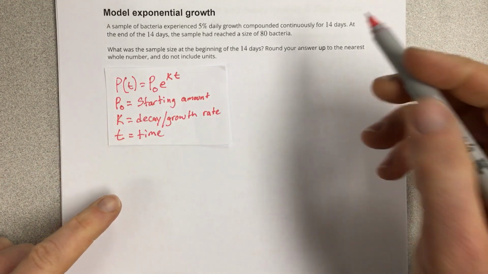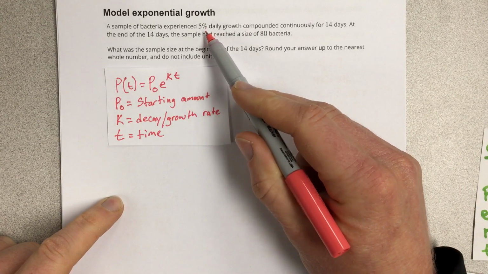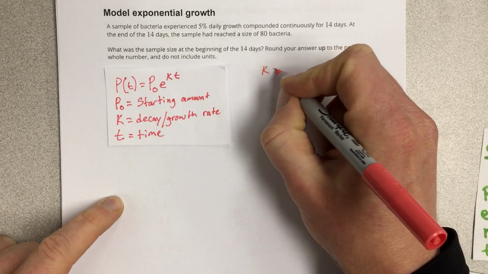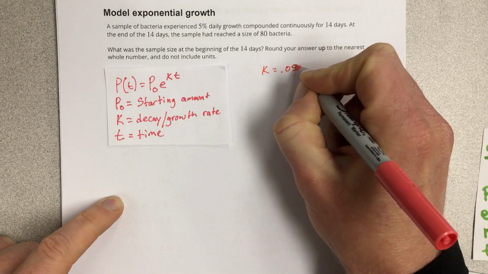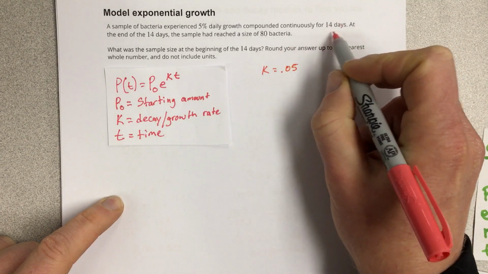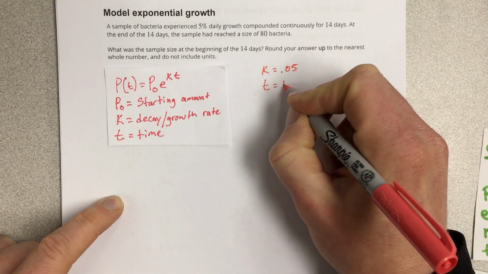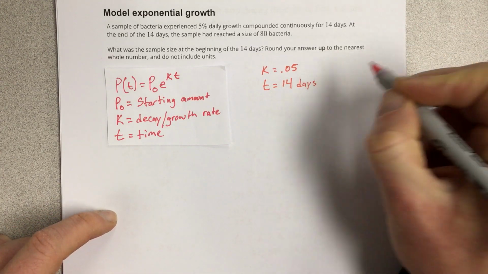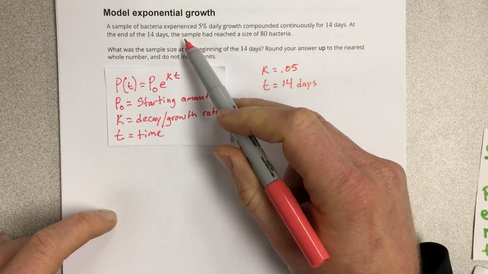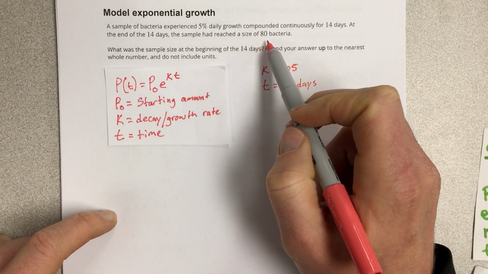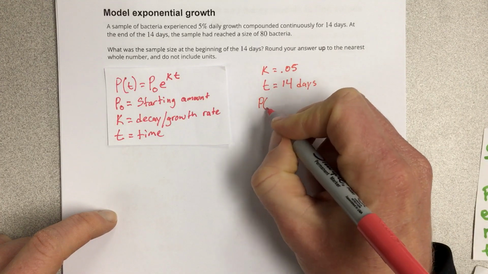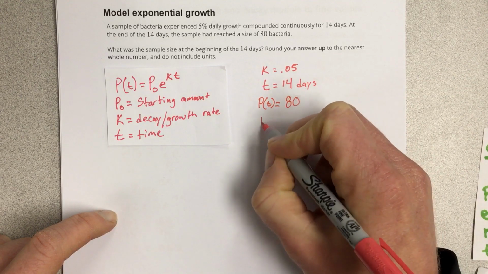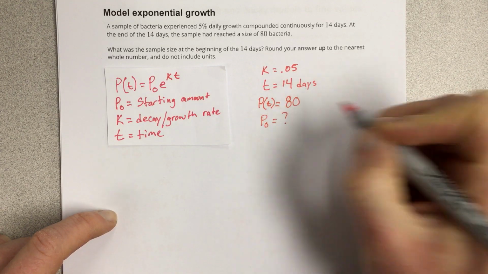So we need to write down the things that we know. They say it's a 5% daily growth, so that's going to be a positive 5%. So we're going to say k equals 0.05. They give us a time frame that's 14 days, so we're going to say t equals 14, and maybe put days on there. Sometimes we'll have hours. And it says the sample had reached a size of 80 bacteria. So that's the ending amount, so that's P of t, is 80 bacteria, which means we don't know P of 0, and that's what we're looking for in the problem.